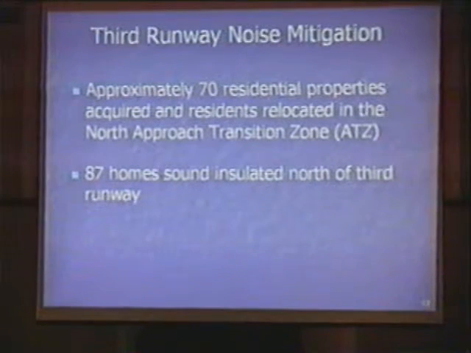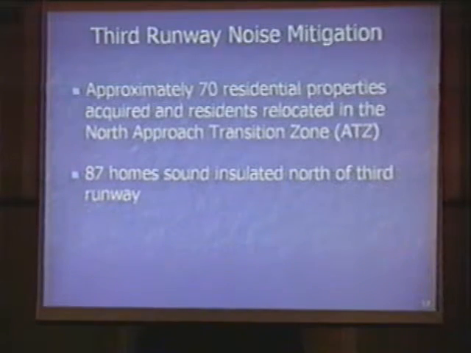Okay, back to the third runway real quick. We knew we were opening that third runway. We knew there was noise associated with that third runway. So north of the airport, we have purchased 70 residential properties in the north approach transition zone. That's an area north of the third runway that is impacted by low-flying aircraft and noise. So they had to be inclusive to the 65 DNL contour and within the approach transition zone for that. Those homes have been purchased and are in the process of being, or have been, relocated. I think we have like one holdout in that area that we're working with. And 87 homes sound insulated north of the third runway.